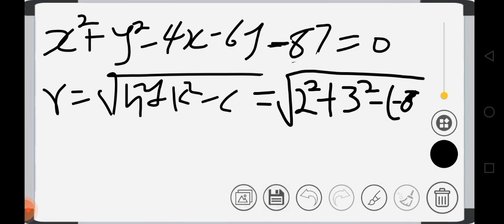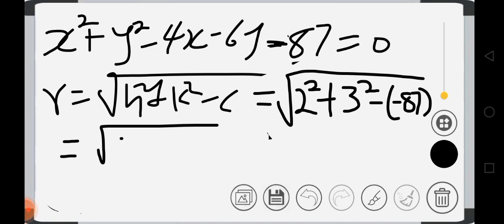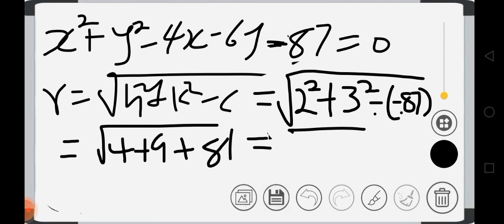Take note, this is minus, not plus. Take note of that. This is minus 87, the c is plus 87. So this will give us square root of 4 plus 9, minus minus will give us plus 87, to give us root 100. And what is root 100? 10.